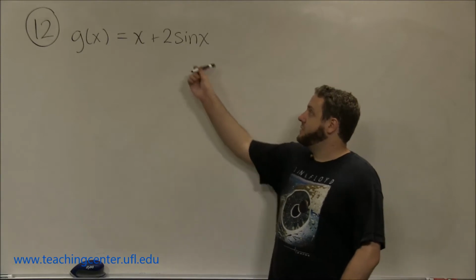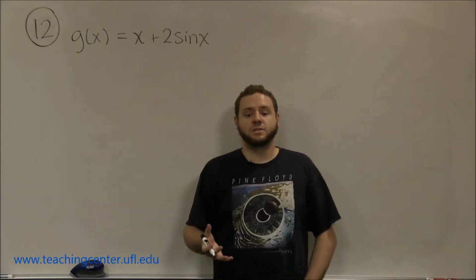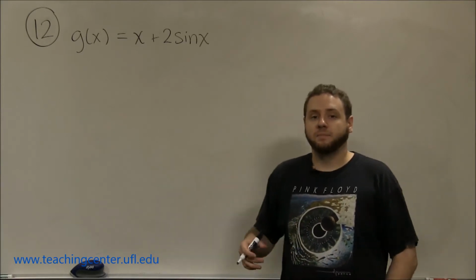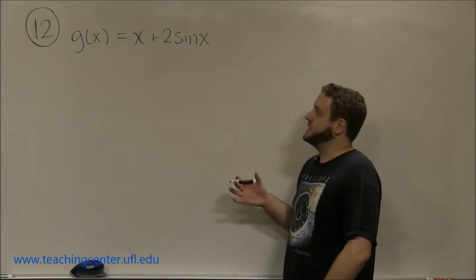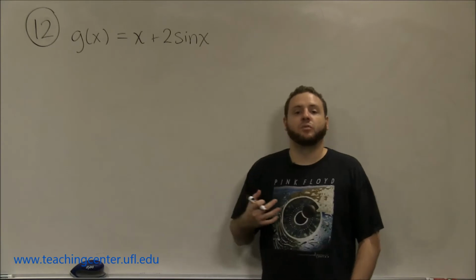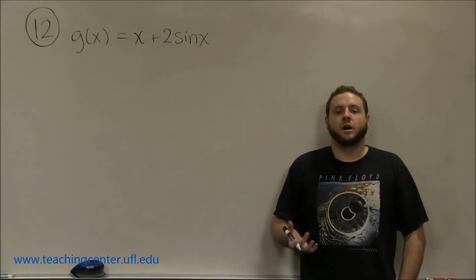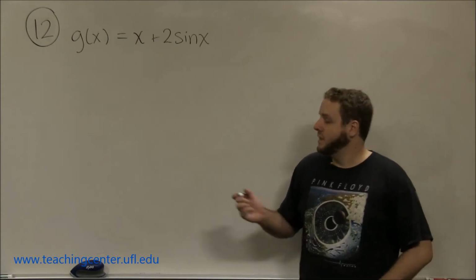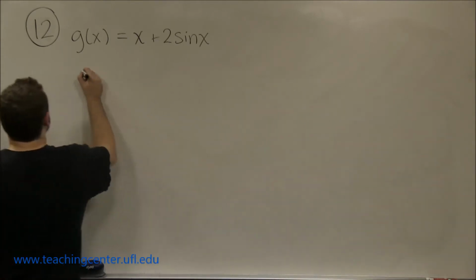And notice that since we have a trig function but we were not given a restricted interval, this didn't say, for example, on 0 to 2 pi, our answers to this question are going to be general formulas that are going to involve an infinite number of rotations for the trig function. So we need to find the derivative and we need to set it equal to 0.